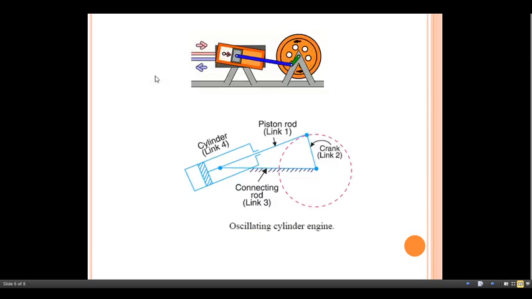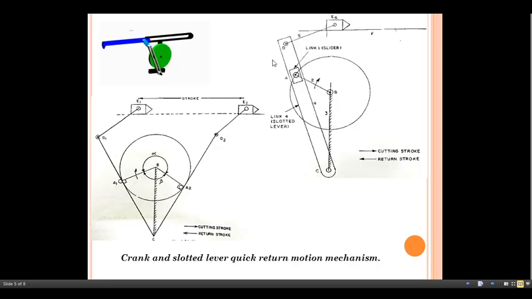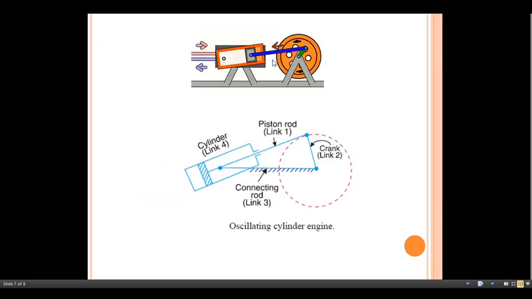Let us move towards the next inversion of the mechanism. This is nothing but the third inversion of the single slider crank chain. This is nothing but the oscillating cylinder engine. So this will give you a clear idea about this inversion.